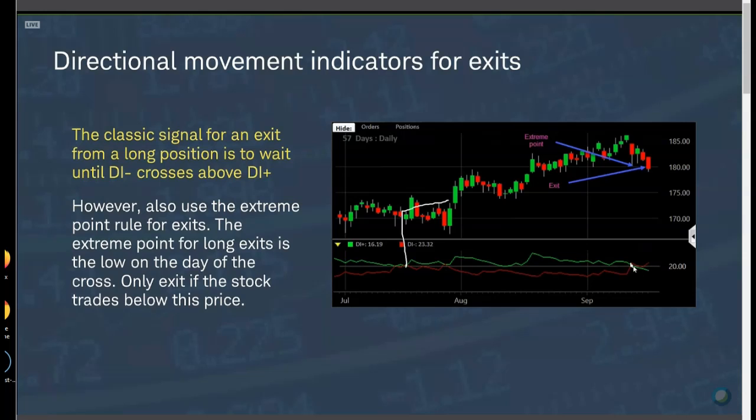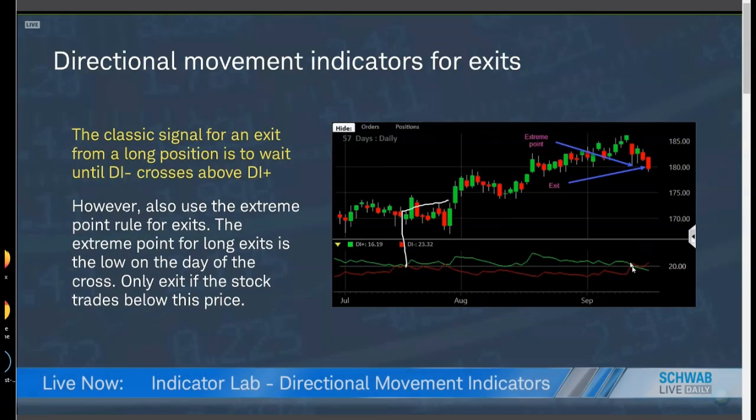But that is not enough because sometimes you get a real quick pullback, which doesn't destroy the trend. So Mr. Wilder used the extreme point rule to get out as well. So the extreme point rule to get out of a position that you went into as a trend following long trade, you look for the day the negative DI line crosses above the positive one, you look at the low of that day, and you do not exit until it's taken out, which would have been this day here. And sometimes that'll keep you from getting wiggled out a little bit.